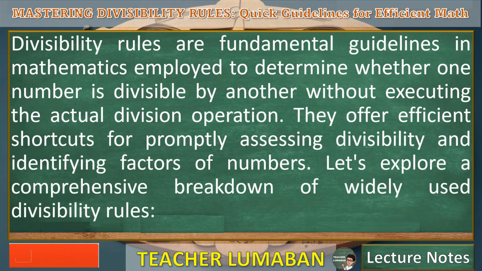Divisibility rules are fundamental guidelines in mathematics employed to determine whether one number is divisible by another without executing the actual division operation. They offer efficient shortcuts for promptly assessing divisibility and identifying factors of numbers. Let's explore a comprehensive breakdown of widely used divisibility rules.